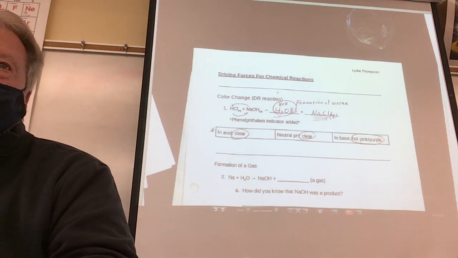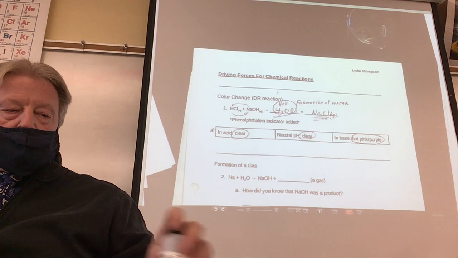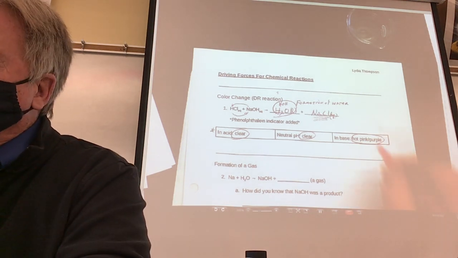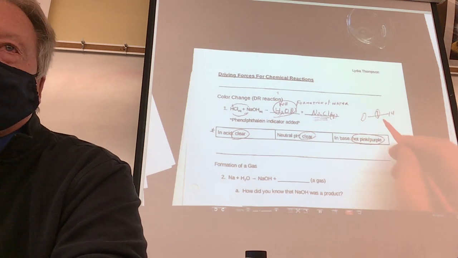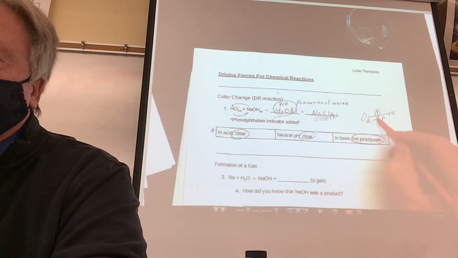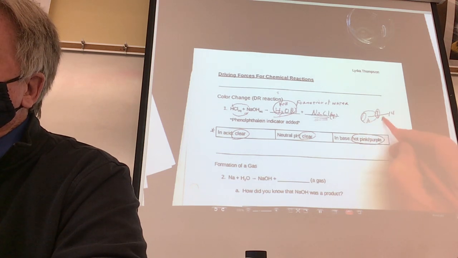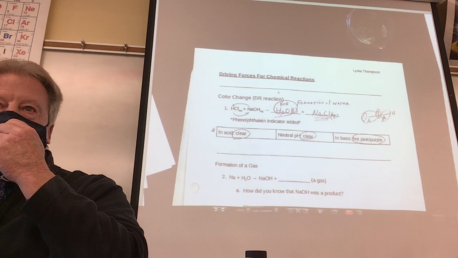You guys ever heard about the word pH? Ever heard that word? Okay, so pH is a scale that goes from 0 to 14, and 7 is neutral, right in the middle, and A comes before B. Your acid pH numbers are low numbers. Your base pH numbers are high numbers. You get that? Have you ever done anything with pH?